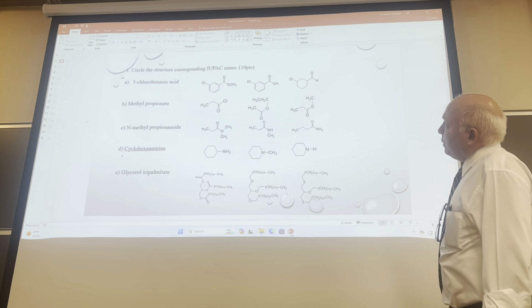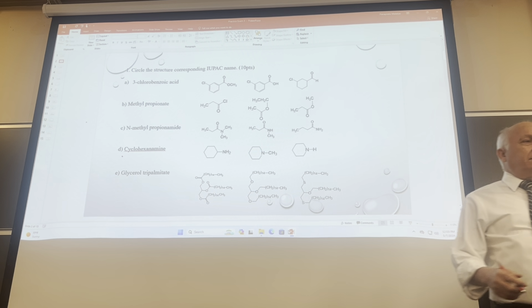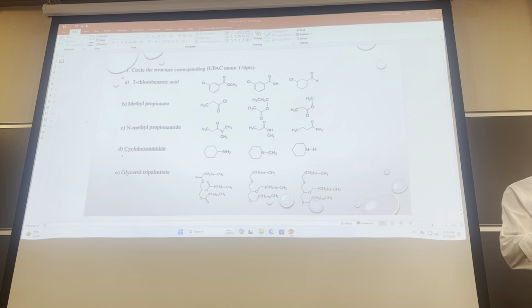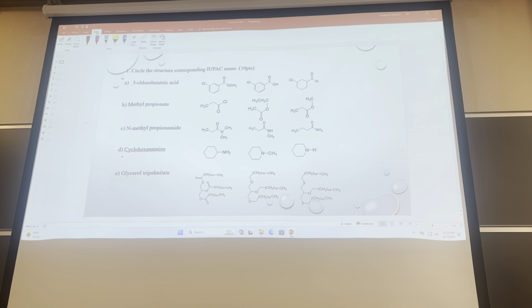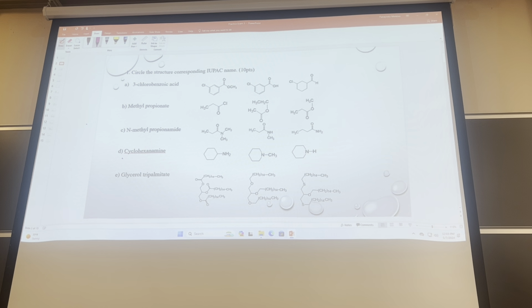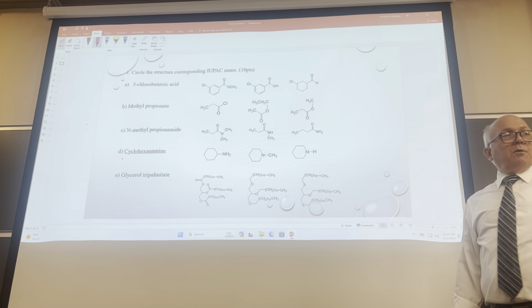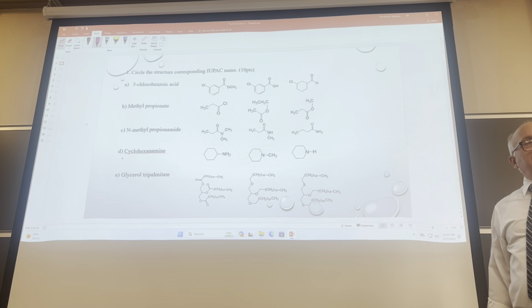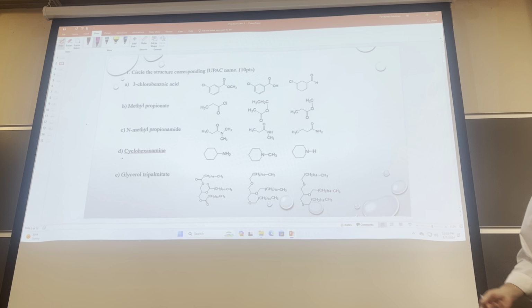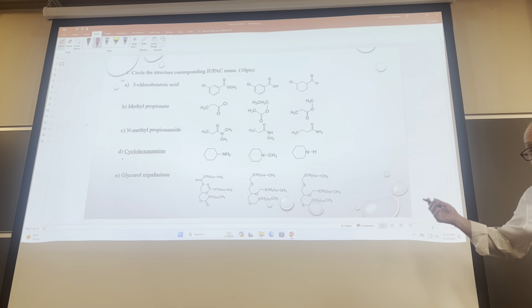Going to have, let's say, choose the name, right? Choose the name of the circle destruction corresponding to the IUPAC name that we have. So 3-chlorobenzoic acid. This is an easy one, right?